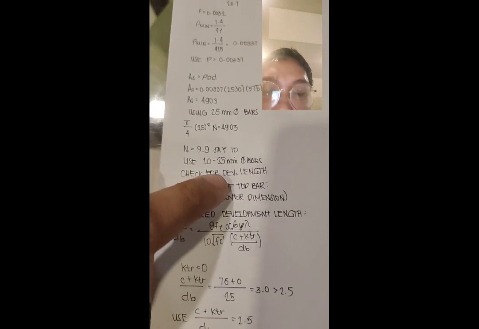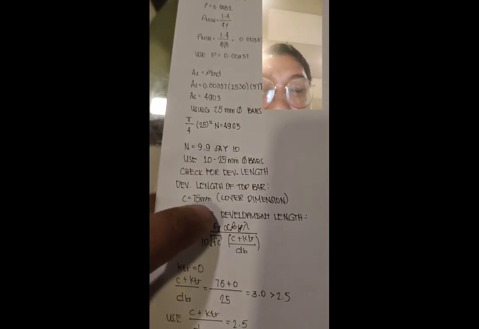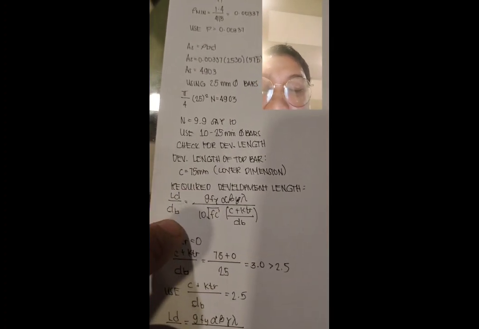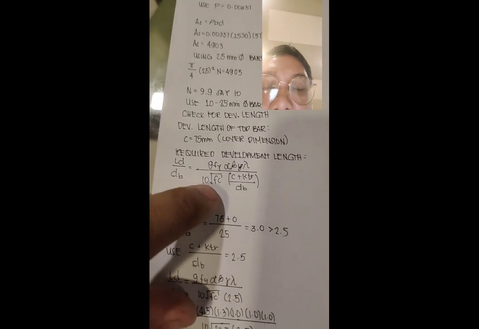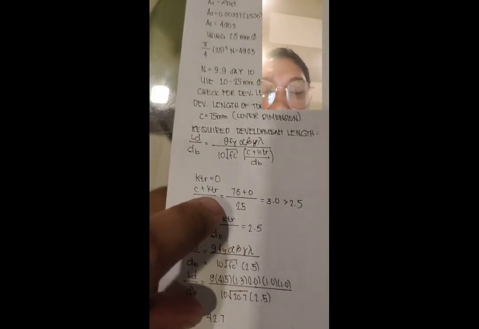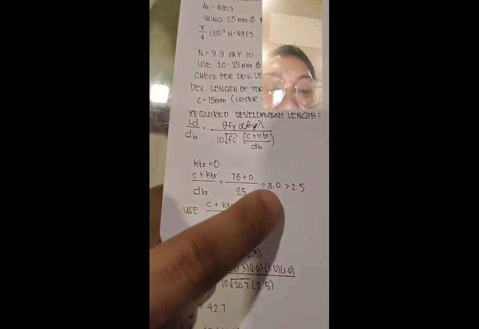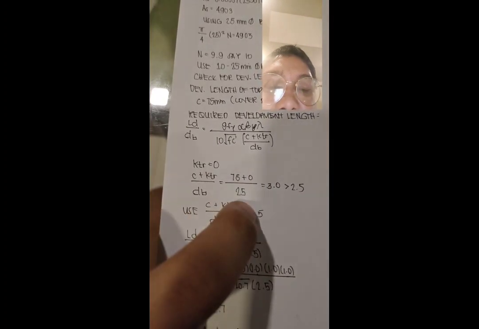Check for development length. Ang development length of top bar natin is C is equal to 75 mm yung cover ng dimension. Now, required development length is LD over DB is equals to 9 Fy alpha, beta, gamma times lambda all over 10 square root of FC prime times C plus KTR all over DB. So, yung KTR natin dito is 0. Now, we have here yung C plus KTR natin all over DB. So, makukuha natin siya as 3. 75 plus 0 all over 25 is equals to 3.